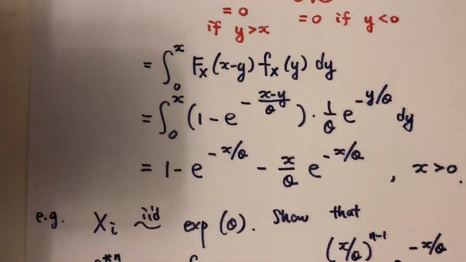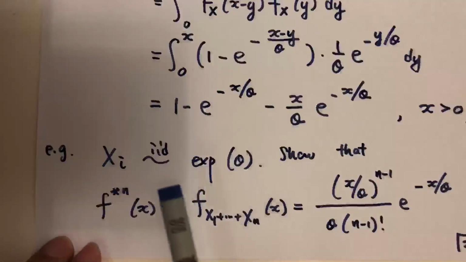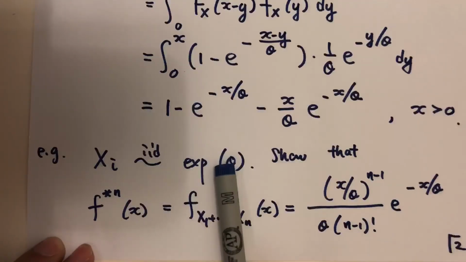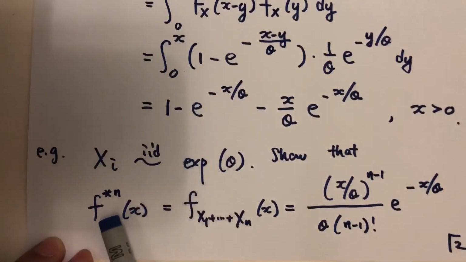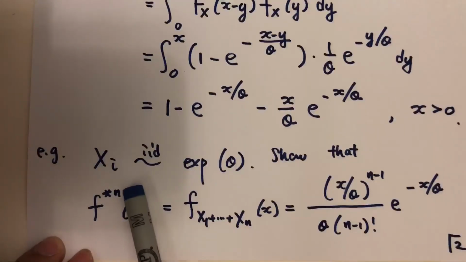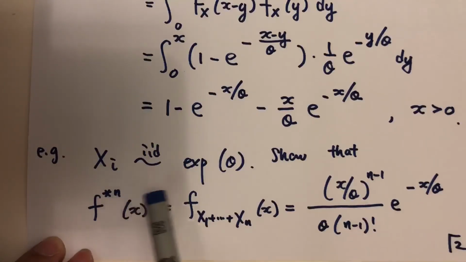Now let's move further. Suppose we have this time an IID sequence of the same exponential distribution, and I want to find the density, the PDF, of the sum X1 up to Xn. The symbol is f star n. So we are looking at the density of a sum of n IID copies of X. We want to show that the density is given by this big expression. How to do this?